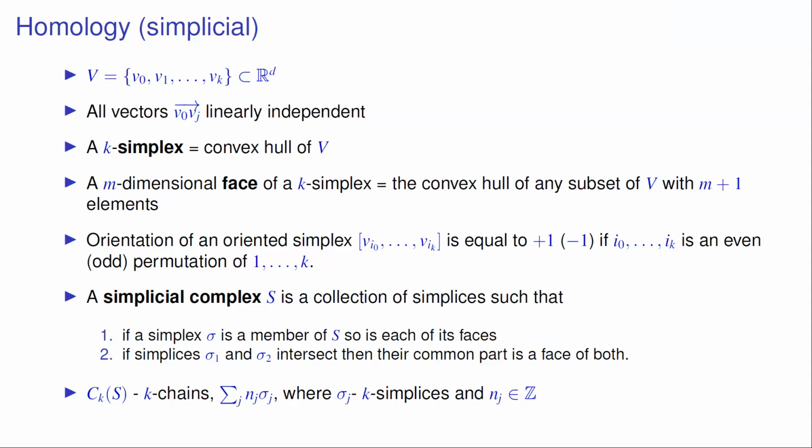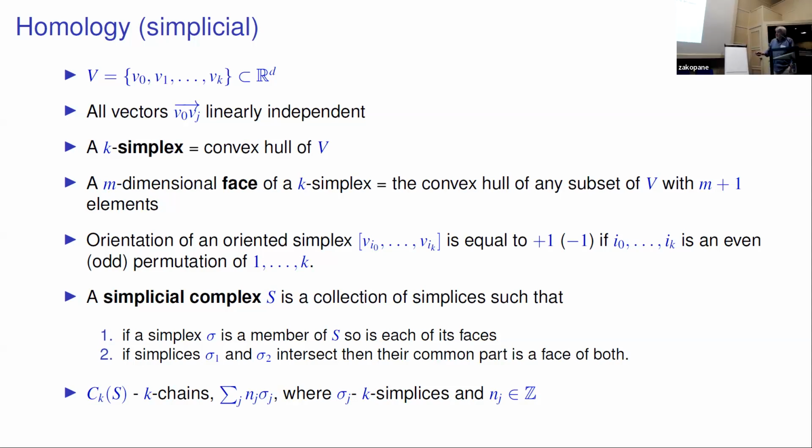You have a set of points, and if they are affinely independent, you call the convex hull of them a simplex, and then the simplex has faces which are simply the convex hulls of the subsets of this simplex. You can orient them, by saying that this particular order of the vertices has orientation 1, and if you permute the vertices, depending on the sign of the permutation, you have two orientations of the simplex. And the simplicial complex is a collection of simplices which are nicely grouped.